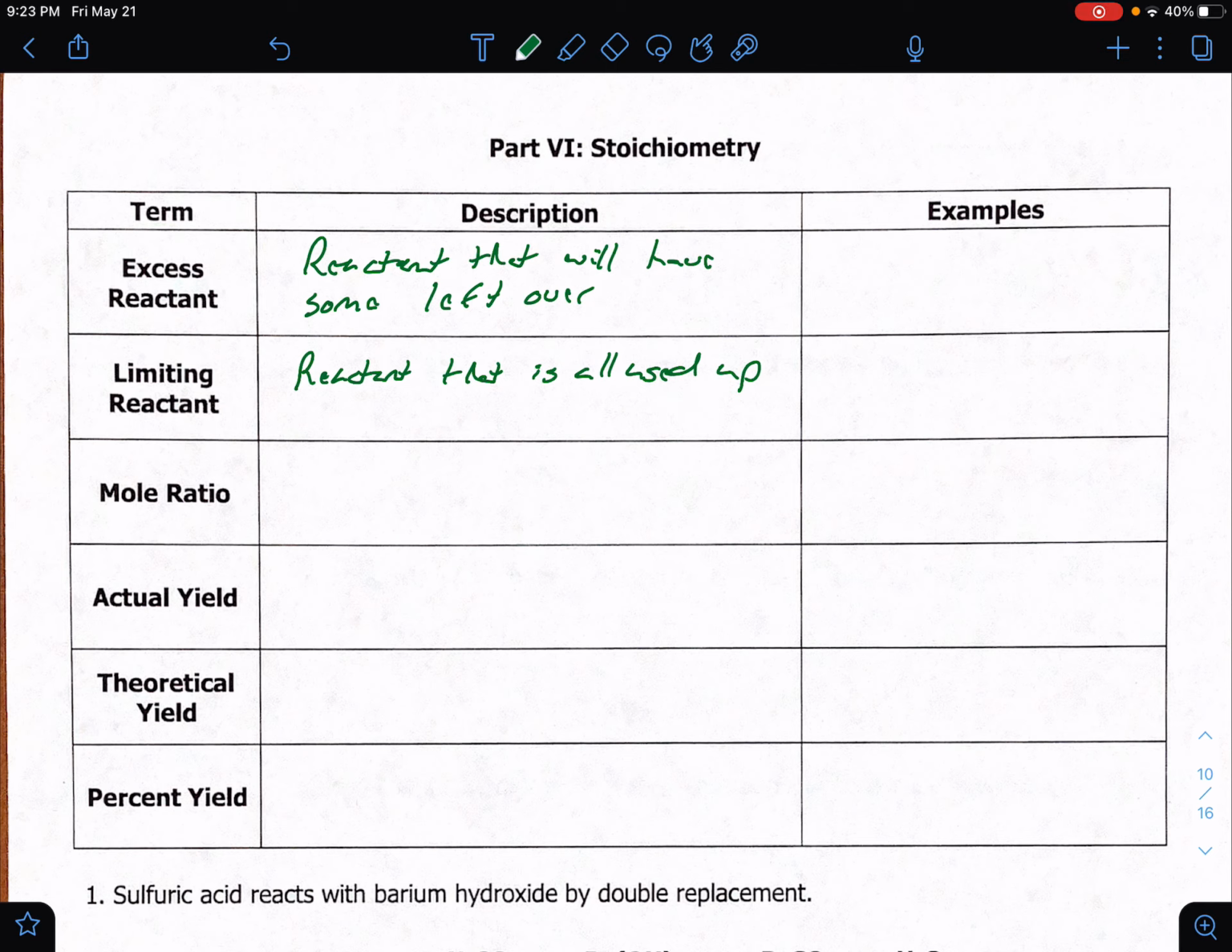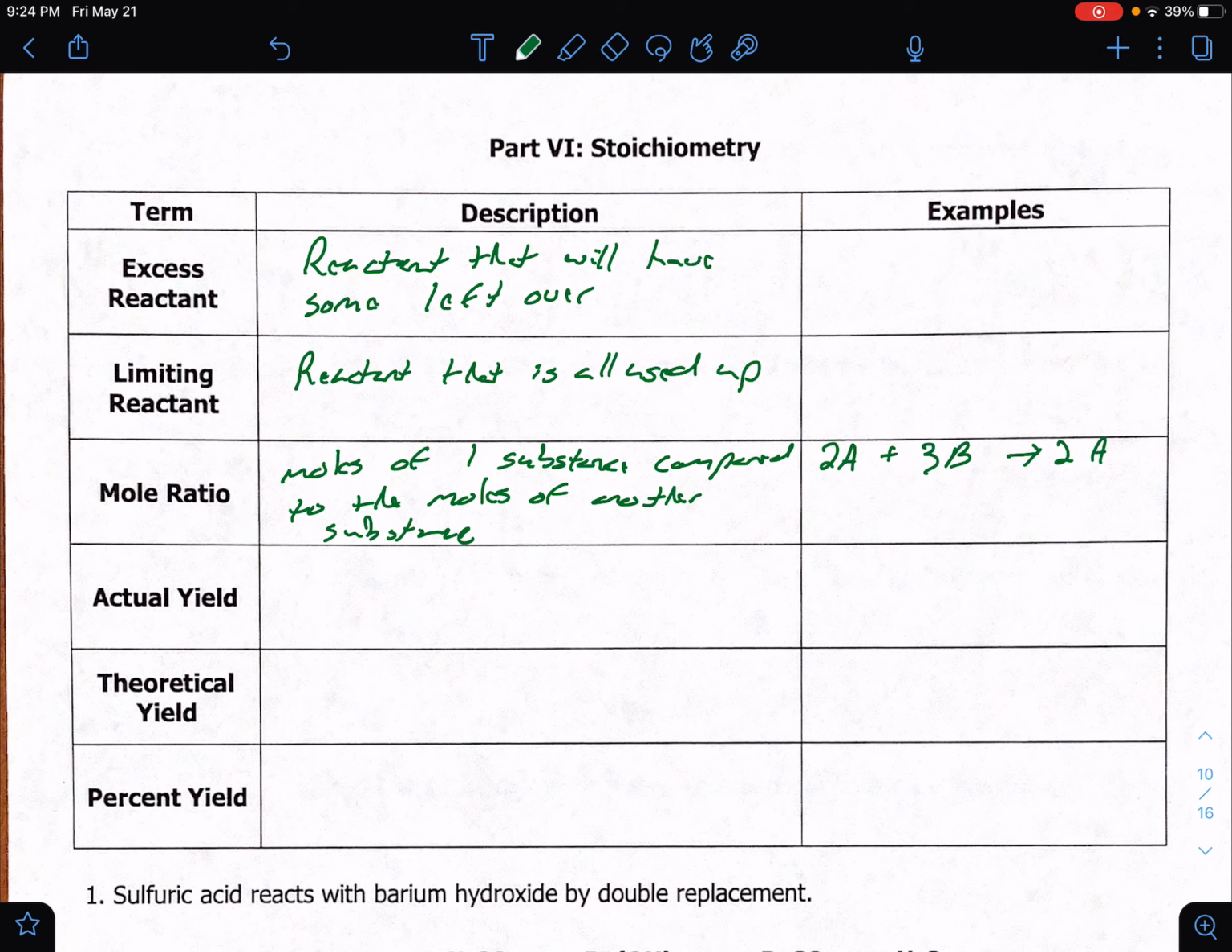Okay, mole ratio. This is going to be basically the moles of one substance compared to the moles of another substance. So what I mean by that is if I have a formula like this, 2A + 3B gives me 2AB, something like that. A mole ratio would be like for every 2 moles of A, I have 3 moles of B.